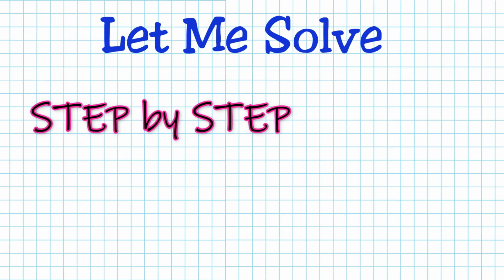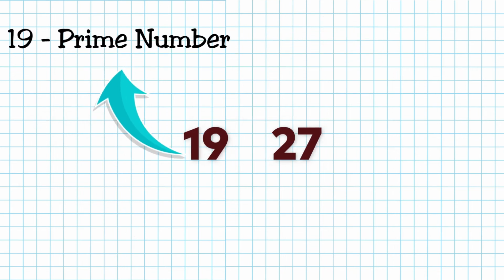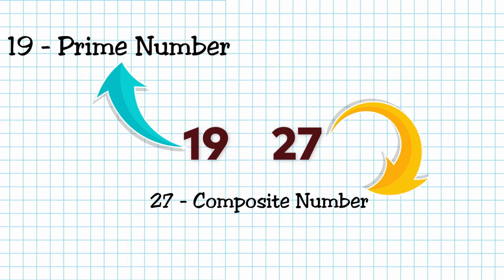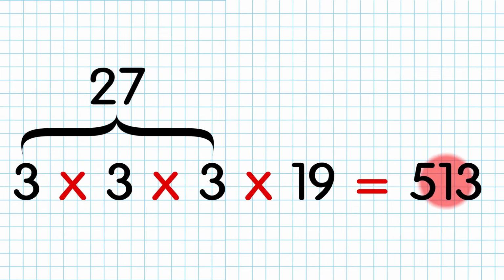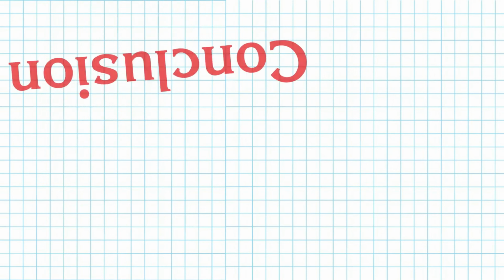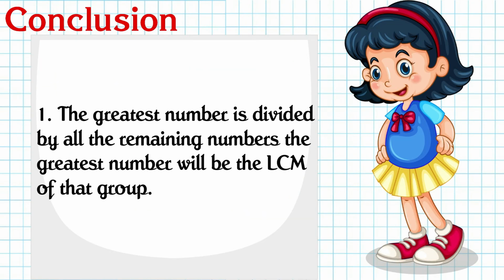step by step. Here, 19 is a prime number and the other number is a composite number. So, we will multiply it with 27. Our LCM will be 513. 3 multiplied by 3 multiplied by 3 multiplied by 19 gives us 513. We can conclude, if you have a group of numbers and the greatest number is divided by all the remaining numbers in the set, the greatest number will be the LCM of that group.